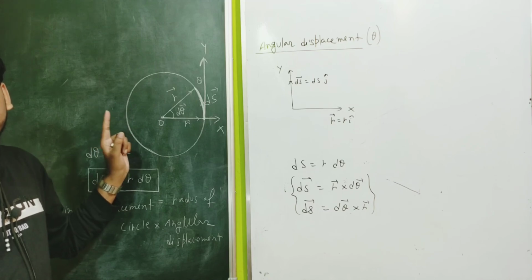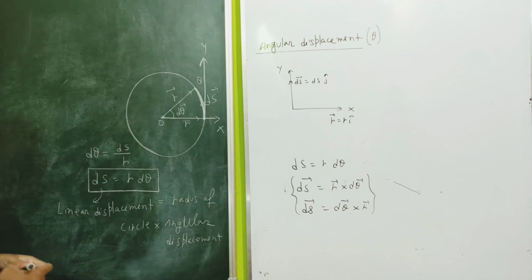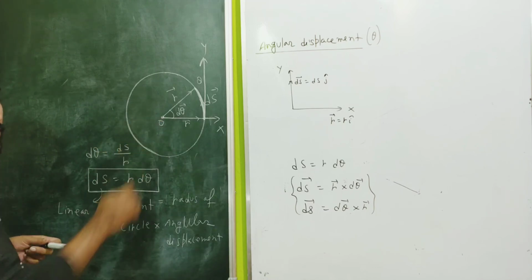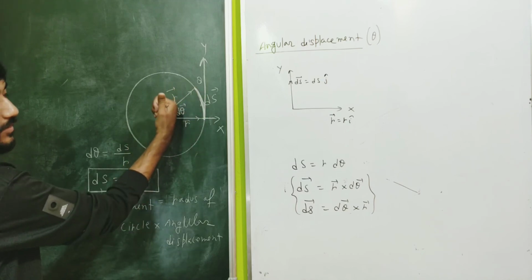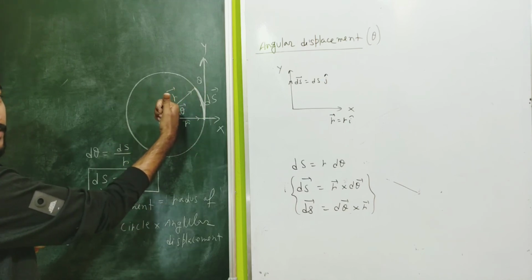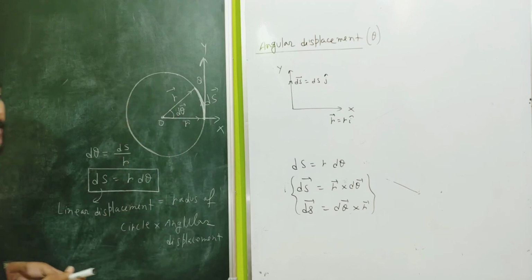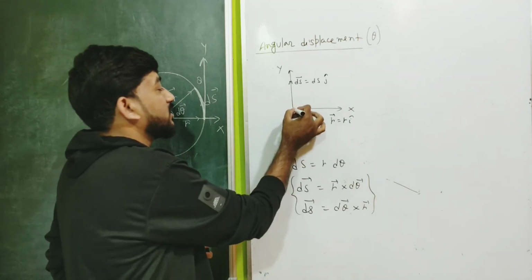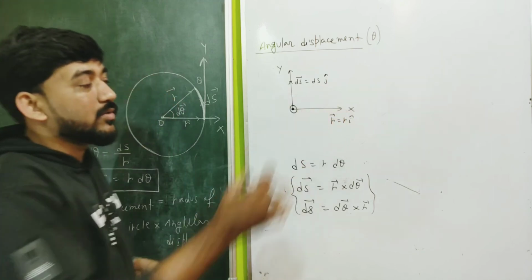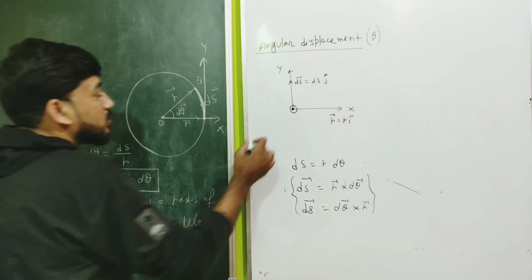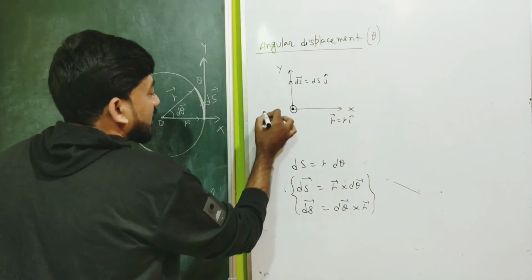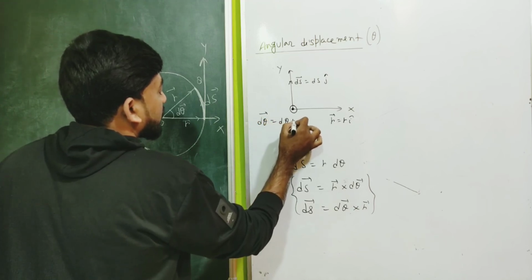You have two possibilities. But always you can see, I have told you that if you curl your right hand fingers, then the thumb will give you the direction of d theta. So d theta will obviously be along the k cap direction, outward from this board. So you have to write this d theta as d theta k cap.